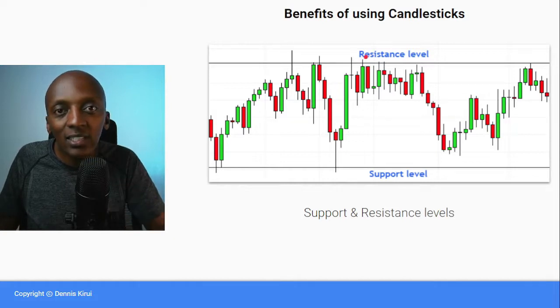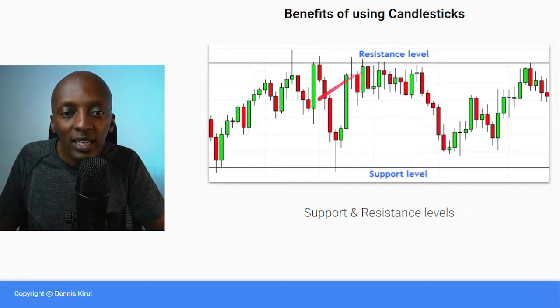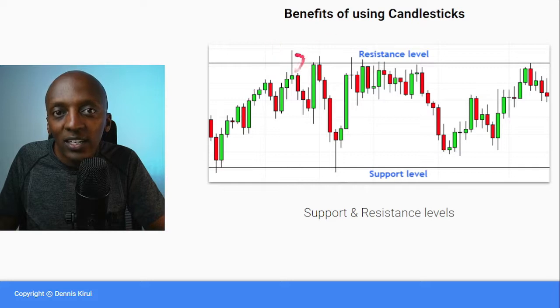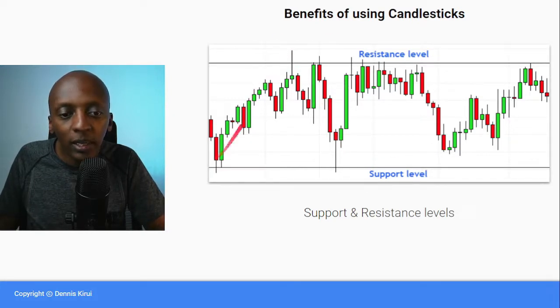Then the next thing is the resistance level. A resistance level is where the market, whenever it reaches that particular level, reverses to the downside. Like you can see here, the market reached here, reversed lower, reached here, reversed lower again. So a resistance level is also a level that you can identify using candlestick charts.